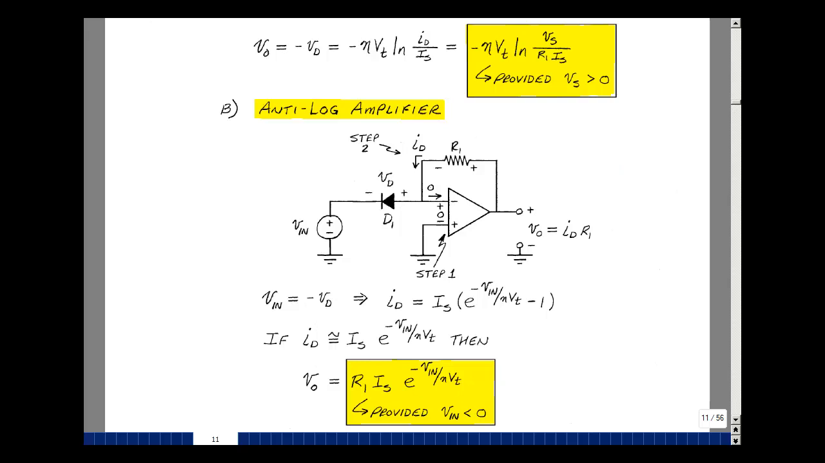If I were to substitute in this for Vn, I would get the two minus signs canceling. The n v sub t's would cancel. And I'd have e raised to the natural log of v sub s divided by R1 I sub s. E raised to the natural log is just the argument. The R1 I sub s would cancel with this, and we get that V out equals v sub s, the original signal. And this is supplemental problem 2.6.